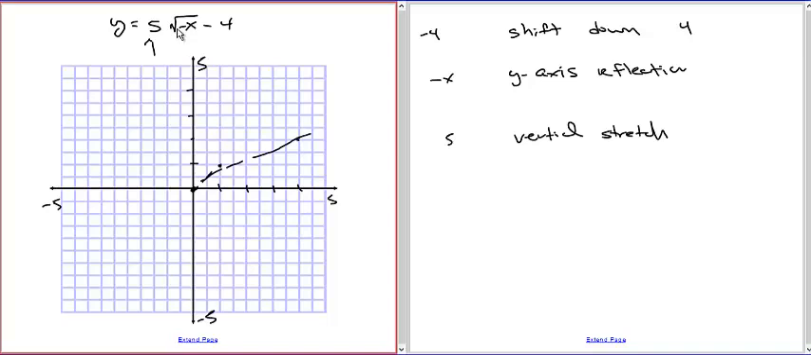So let's do the reflection first here. We're reflecting across the y-axis. So that means this goes over here, and this one goes over there. So that's the y-axis reflection.